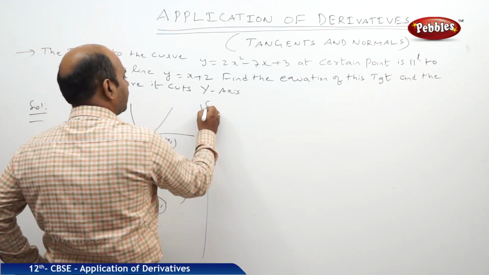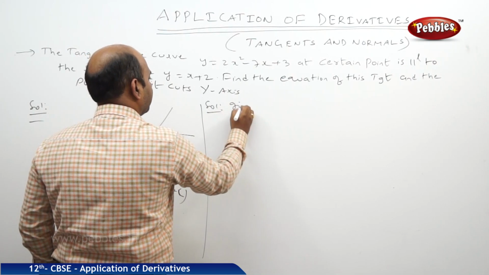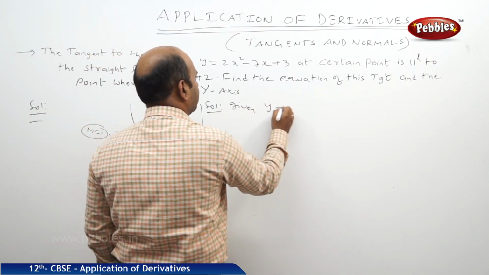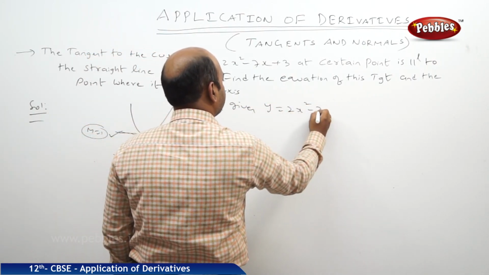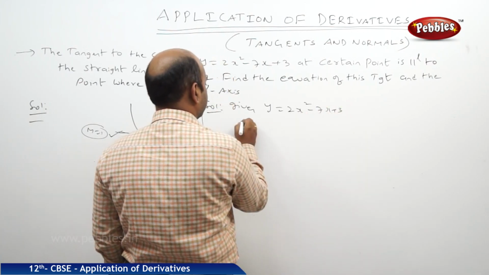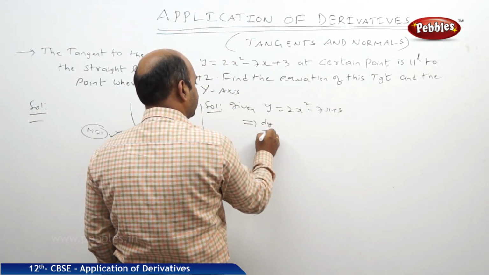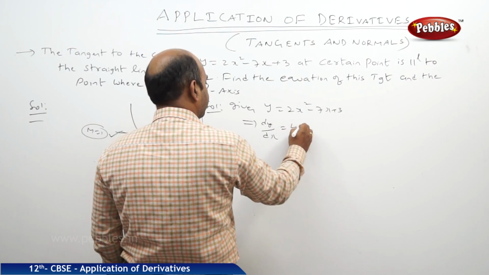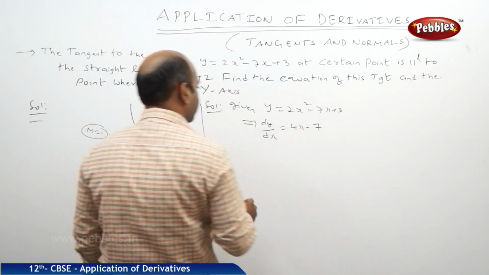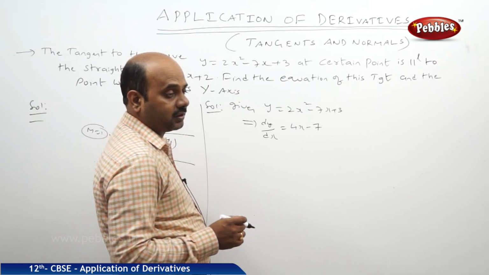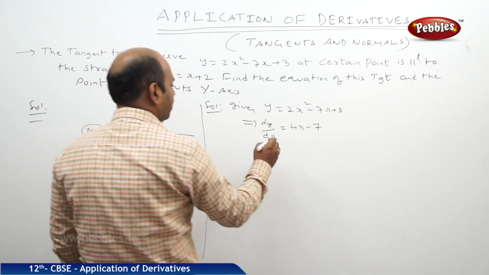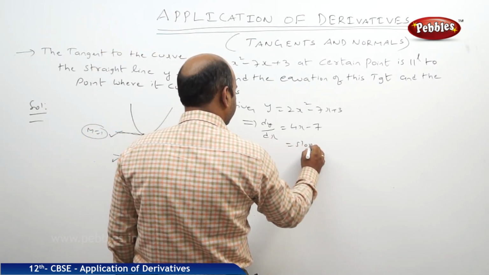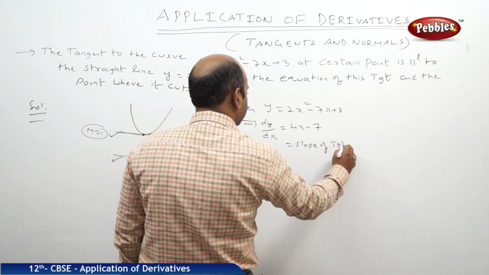So now I will try to solve the problem. Given y is equal to 2x square minus 7x plus 3. So I will be finding dy by dx. dy by dx is 4x minus 7. That means dy by dx indicates the slope of the tangent. This is nothing but the slope of the tangent.